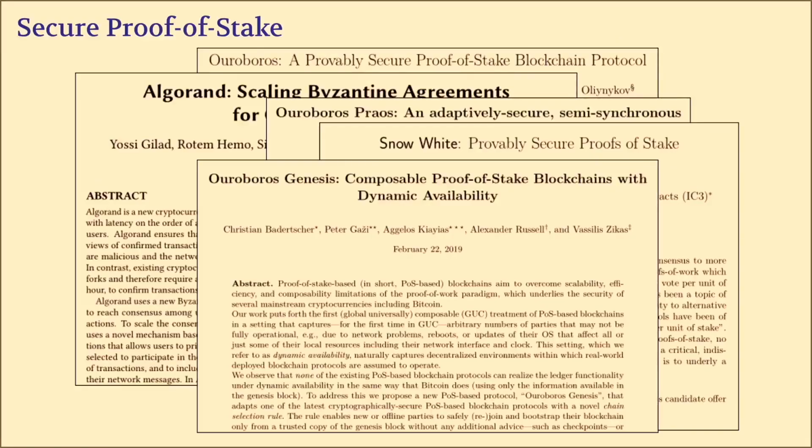And as it turns out, proof-of-stake is possible. I'm not going to tell you how it works because I need another lecture of the same length for that. But there are multiple systems that do it, including the Ouroboros line of protocols, which comes from this lab here, and the Algorand and Snow White protocols, which come from other labs.